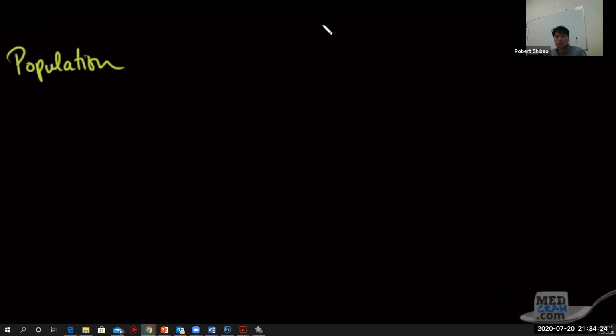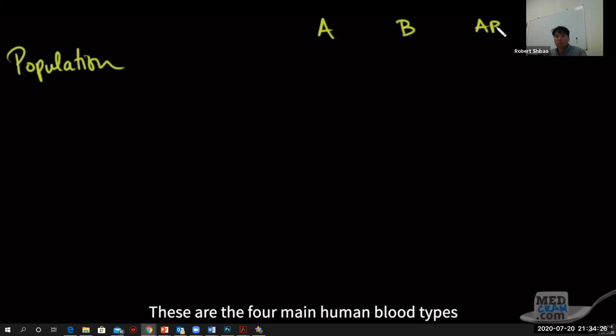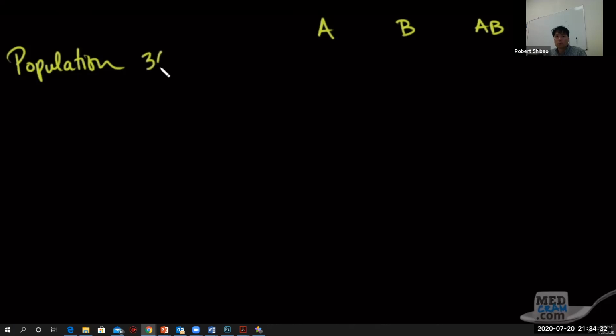In one of the studies, they simply looked at the general population in a community. And they looked at type A, B, AB, and O. And they found that in the population of 3,694, 32% were type A, 25% were type B, 9% were type AB, and 34% were type O.